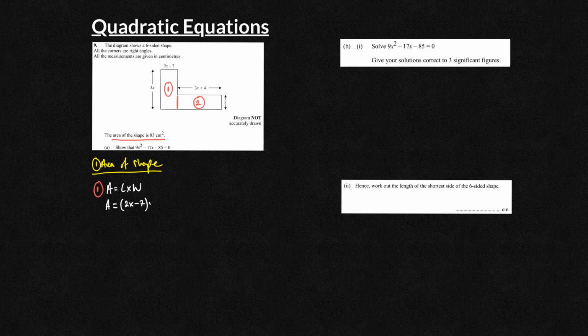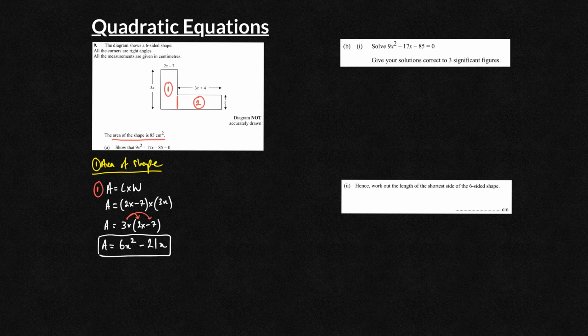So let me just put times here. Then of course when you've got two brackets next to each other, it will be multiplication. So I'm just going to write 3x times 2x minus 7. Now I can take the 3x out of the bracket because it's just by itself. Then I can do my expansion here. So for A, for shape 1, I get 6x squared minus 21x. So that is for shape 1.